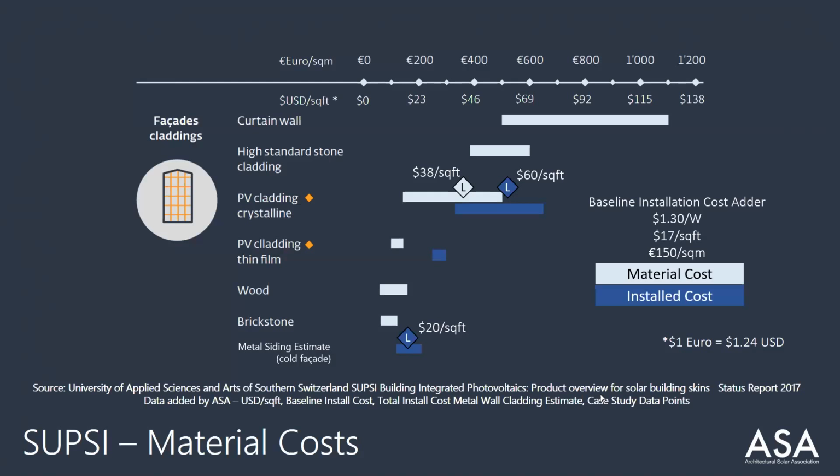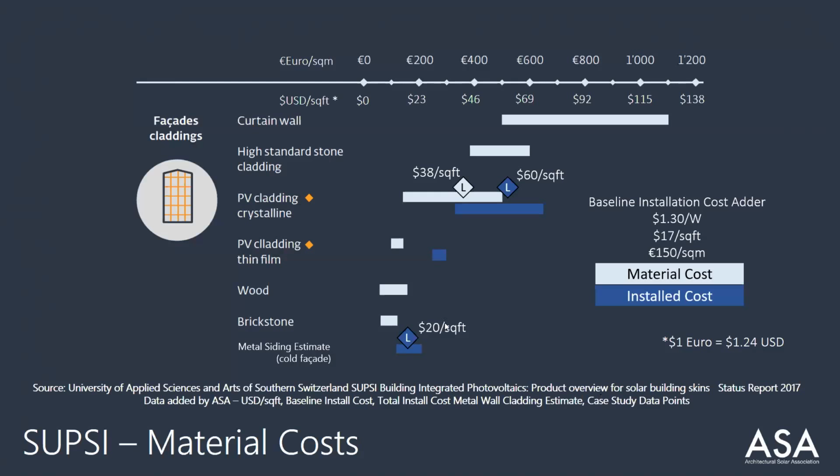And I'm not going to speak much to this baseline installation cost adder, but this is a figure that's pulled out of the NREL cost benchmarking analysis that really figures out what the true intrinsic PV system costs are, and they come out to $1.30 a watt or $1.50 per square meter, meaning these are the costs that you're going to spend on a BIPV system, no matter what. It's going to be an added cost to the system.